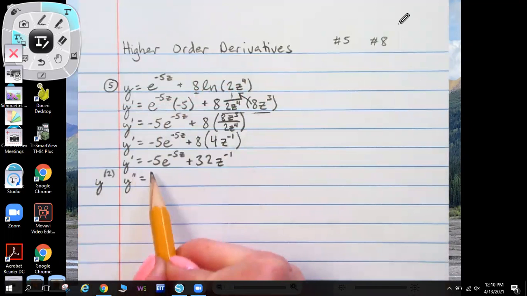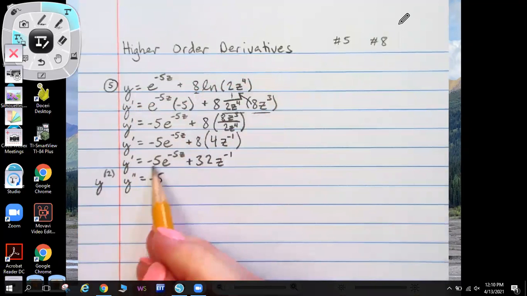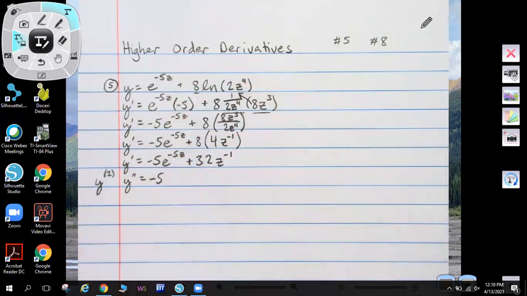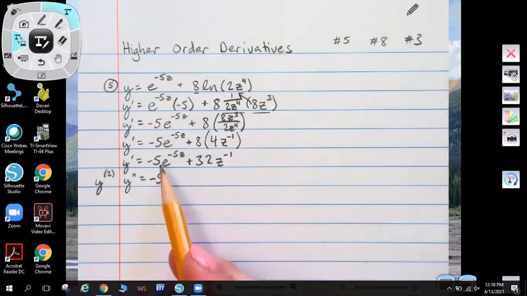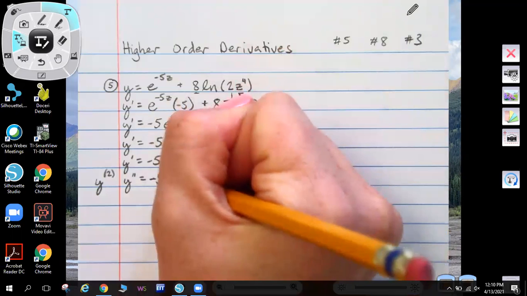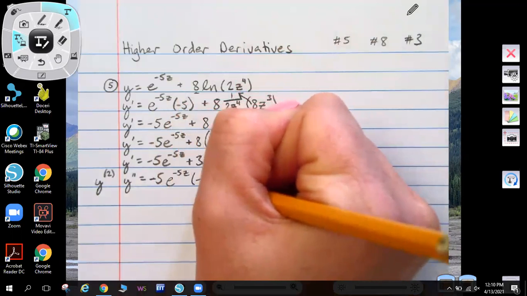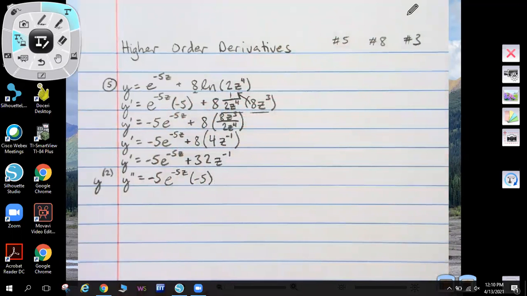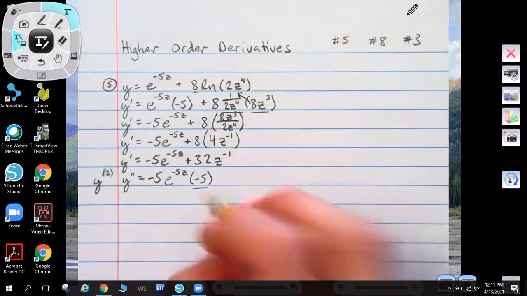Okay, so negative 5e to the negative 5z. The negative 5, since it's just a number, it can just come along for the ride. And then the derivative of e to the negative 5z, we did that in the first derivative also. So it's e to the negative 5z times negative 5. We're basically going to be adding another times negative 5 each time.